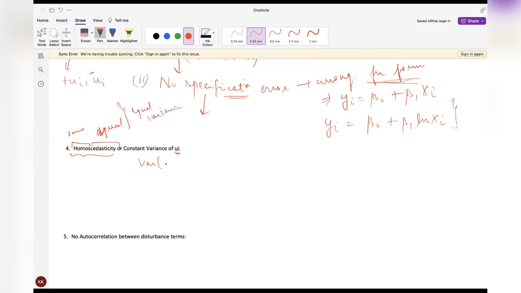So we are saying that variance of ui, which can be written as expected value of ui minus expected value of ui given xi whole square, this is the formula of variance. It is equal to, we know that this value is 0 because there is no correlation between these two. So expected value of them will be 0. So we will be left with expected value of ui square given xi. So this variance is constant.